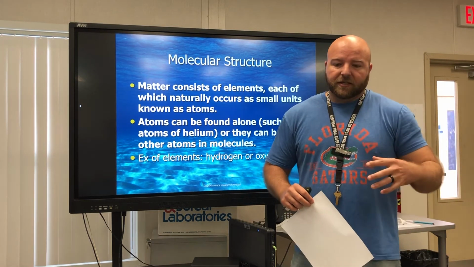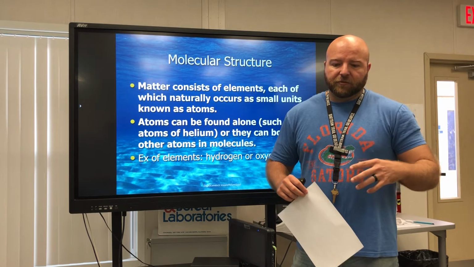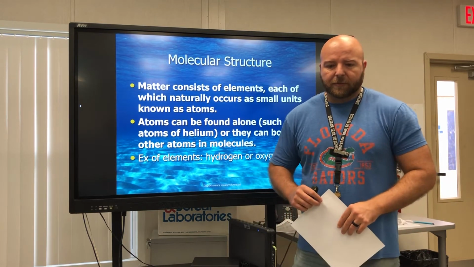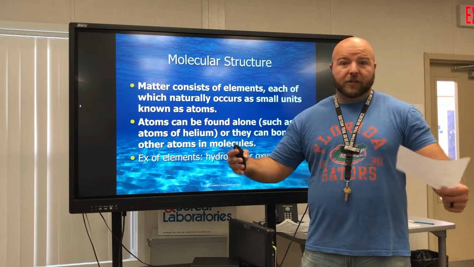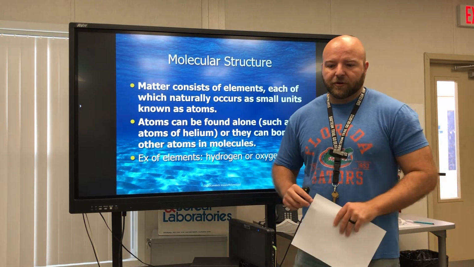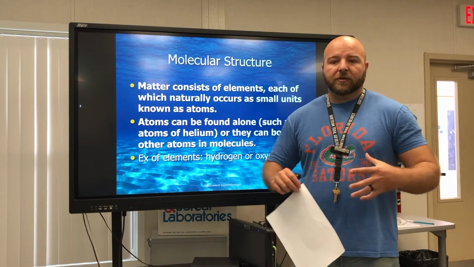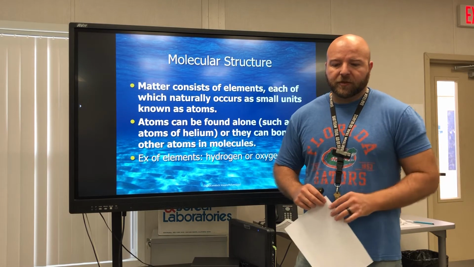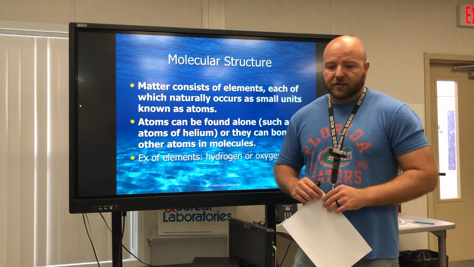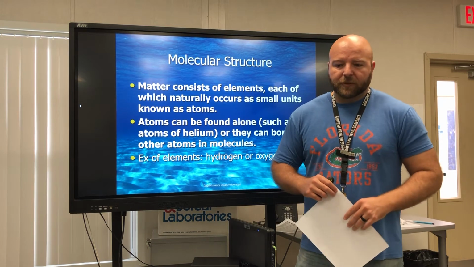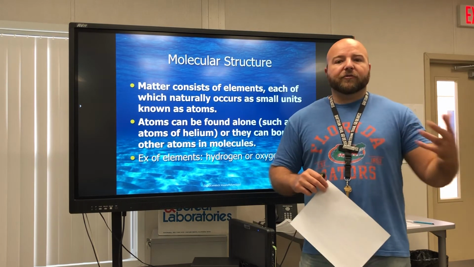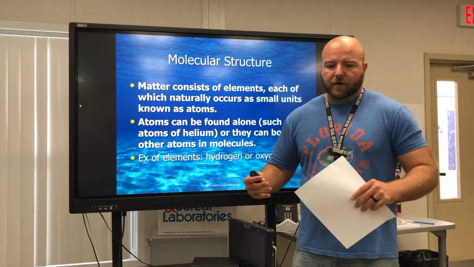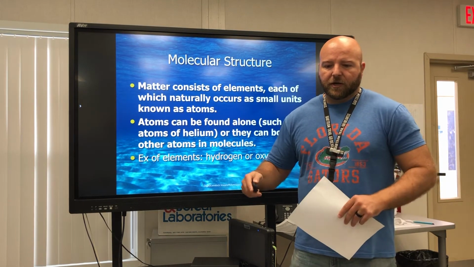Matter consists of elements, each of which naturally occurs as a small unit that we refer to as atoms, and atoms can be found alone. Helium is an example of one that can be found alone, or they can bond to other atoms and become a molecule. So some examples of elements are hydrogen and oxygen, as well as helium, which was already mentioned on the slide. Anything that we're going to find on the periodic table, these are our atoms, these are our elements.